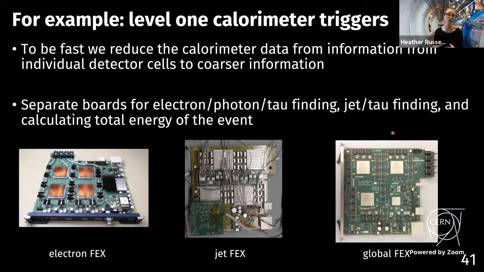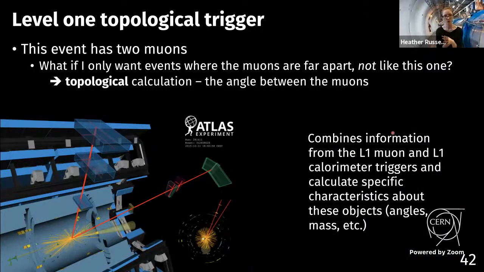Now, the other system these both feed into, the calorimeter trigger and the muon trigger, is our level one topological trigger. And what this does, for example, is here, I'm going to show this event display again and again. This is an example of an event that looks like a Higgs boson decaying to two muons. And these muons are pretty close together, but what if I only wanted muons that were far apart? Not like this one, but ones that were pointing back to back.